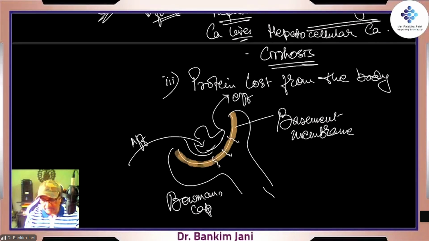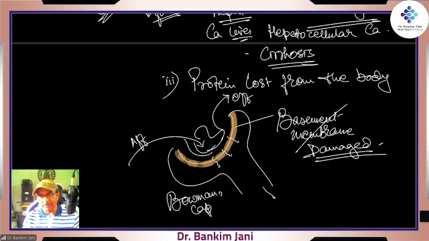And then all the way it goes down, proximal convoluted tubule, distal convoluted tubule, and finally the collecting duct, and everything gets collected, and the urine is formed. This basement membrane won't allow any passage to the plasma protein. What if this basement membrane is damaged? It won't get damaged so easily. But there are some autoimmune disorders.